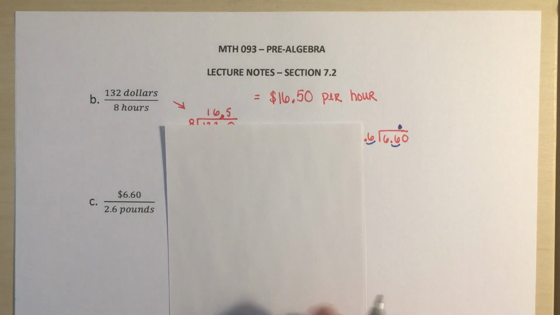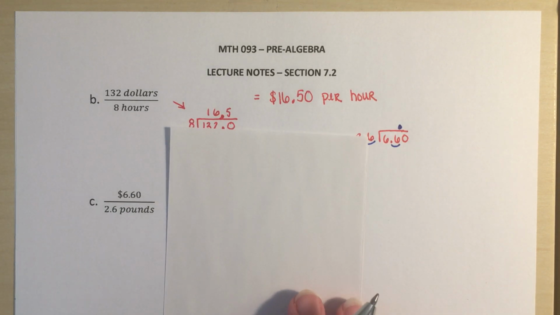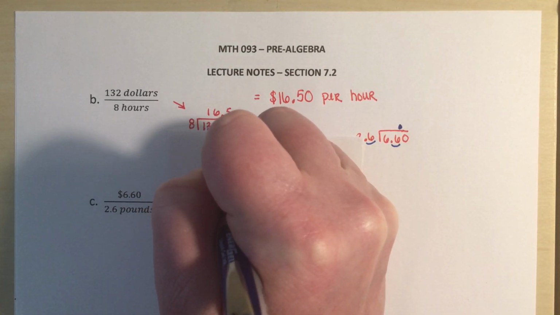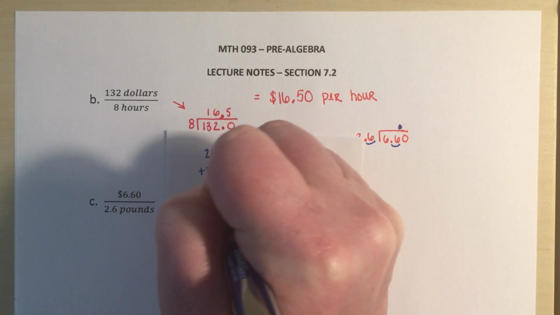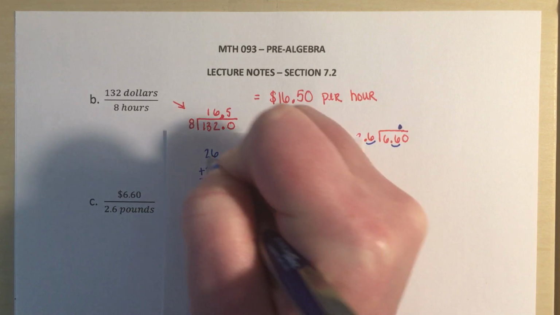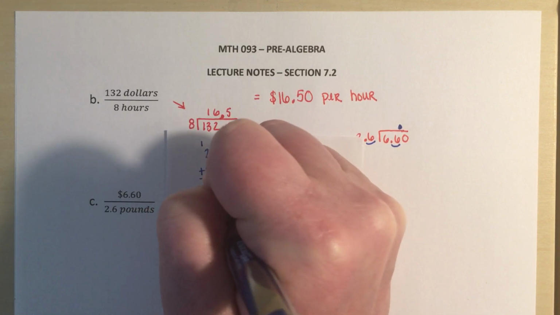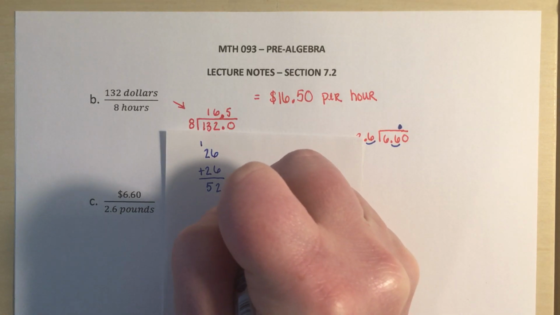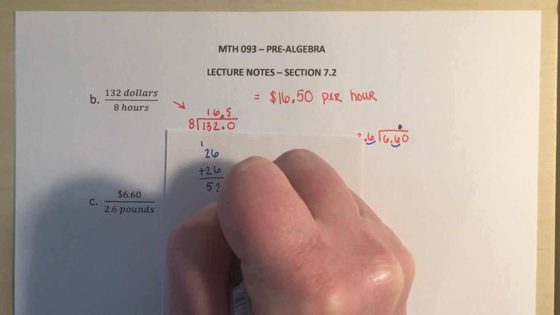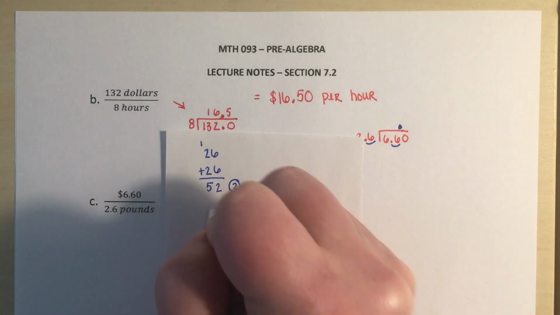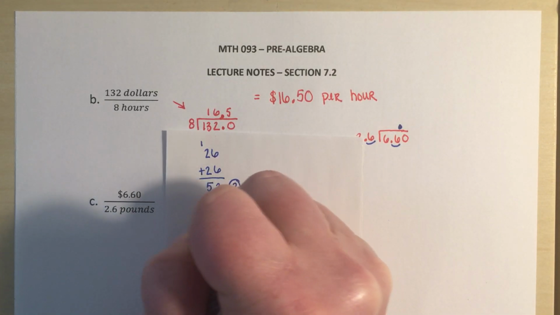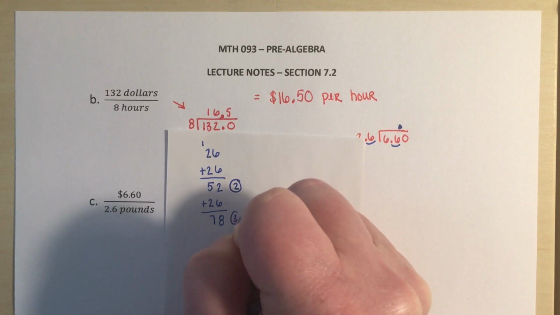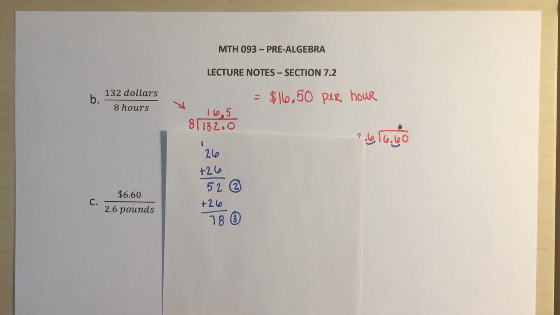On this sheet of scratch paper, I'm going to start adding 26 to itself a bunch of different times. So 26 plus 26: 6 plus 6 is 12, carry the 1, that gives us 52. That's the same as 26 times 2. Now I'm going to add 26 again. I get 78. That's the same as 26 times 3.